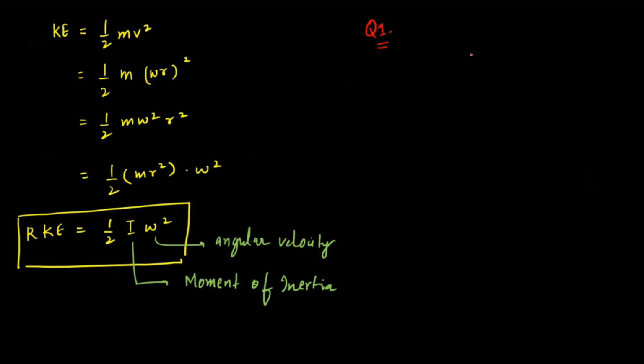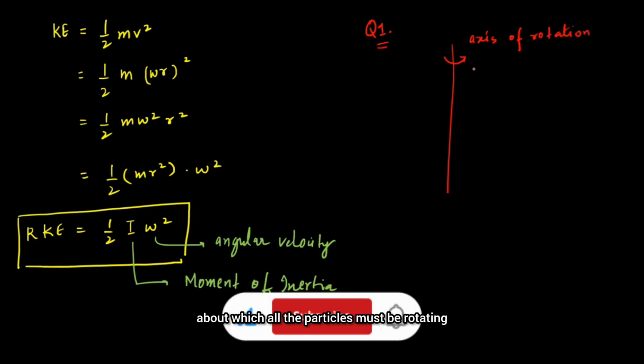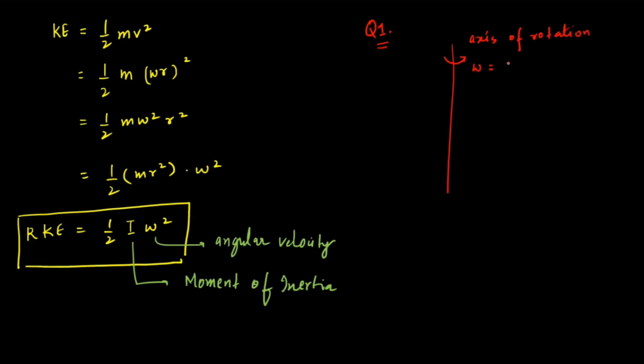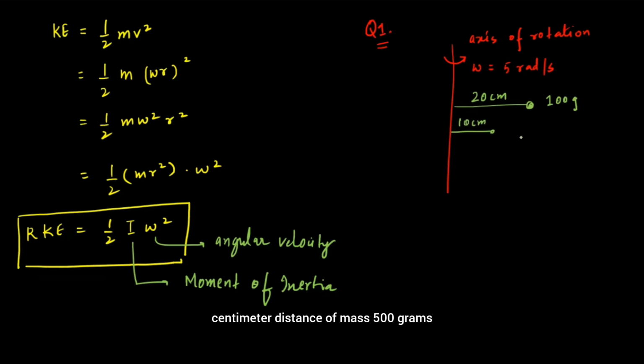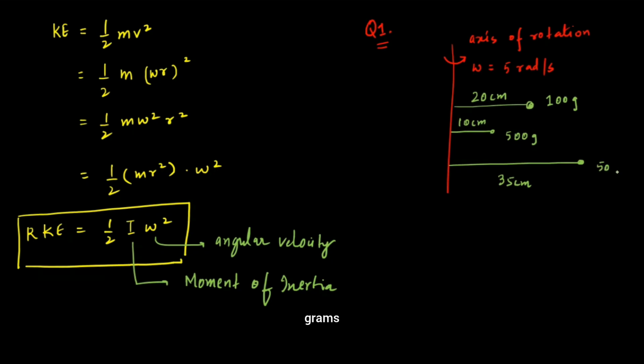All right, so let me just give you a question. Suppose this is an axis of rotation about which all the particles are rotating with some constant angular velocity, which is 5 radians per second, let's say. In the question, there are 3 different particles. One is at 20 centimeter distance with mass 100 grams. One is at 10 centimeter distance with mass 500 grams. One is at 35 centimeters distance with mass 50 grams.